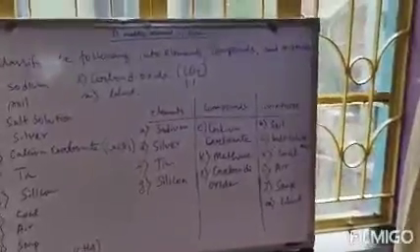Clear? So the elements are sodium, silver, tin, silicon. Compounds are calcium carbonate, methane, carbon dioxide, and mixtures are soil, salt solution, coal, air, soap and blood. Clear? So that's all for today.